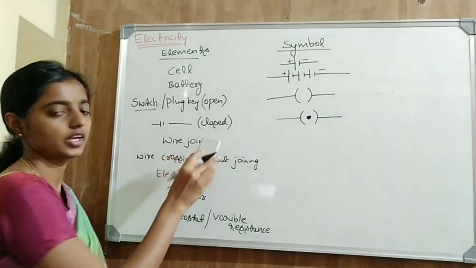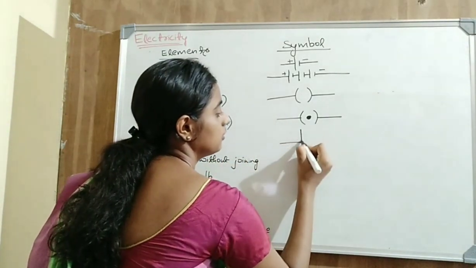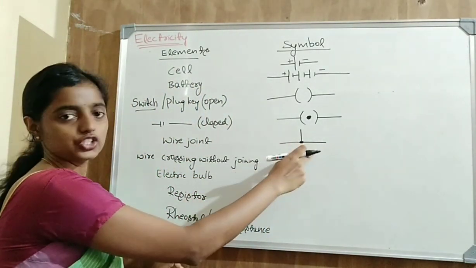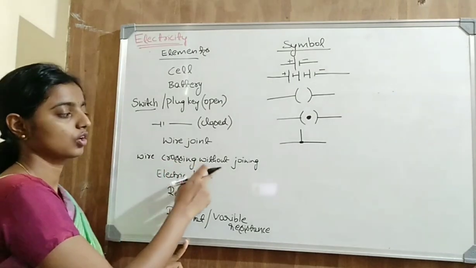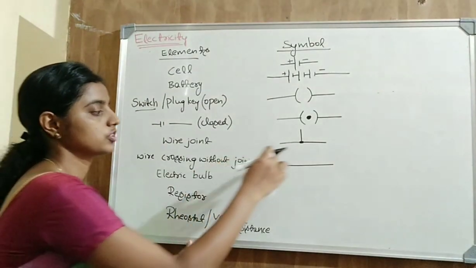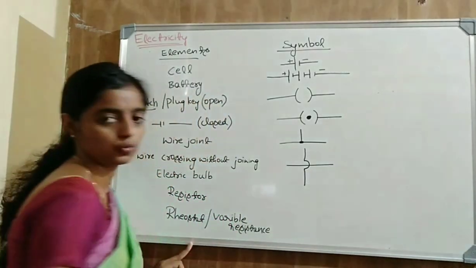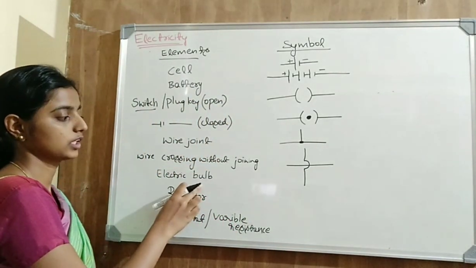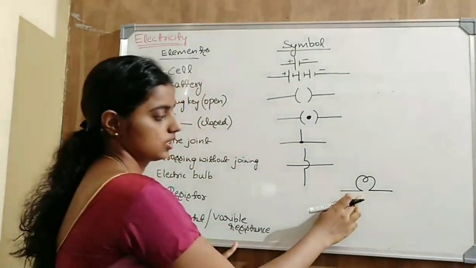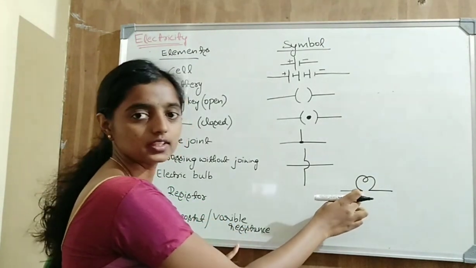Next, we have a wire joint. What is this wire? A conducting wire. See, we have 3 wires which are connected. It looks like a T shape. And next we have wire crossing without joining. This is our first wire. We have one more wire which crosses this wire without joining. It looks this way. And the next one is electric bulb. This looks like this, or else they will give a bulb diagram. So we need to write this one.